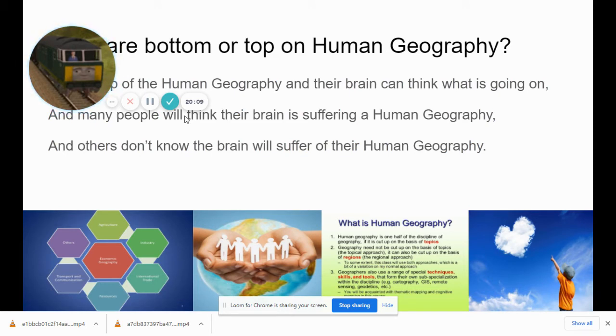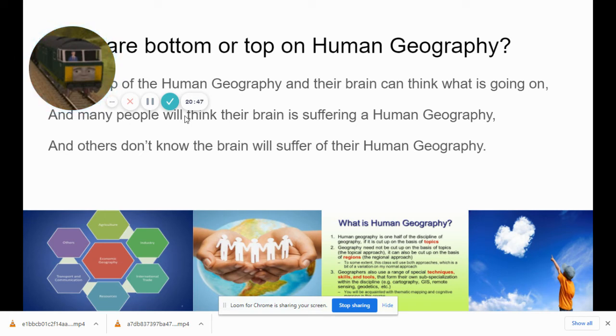So what is human geography? Human geography is one half of the discipline of geography. It can be cut up on the basis of topics, a topical approach, but geography can also be cut up on the basis of regions, a regional approach. To some extent, this class will use both approaches, which is a bit of variation on my normal approach.